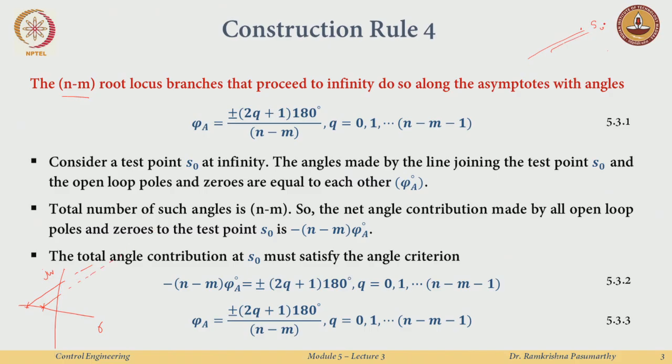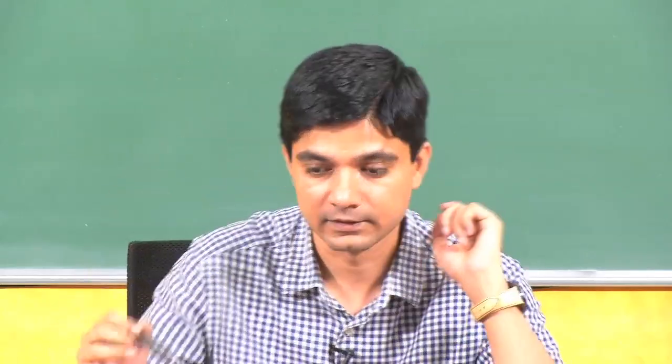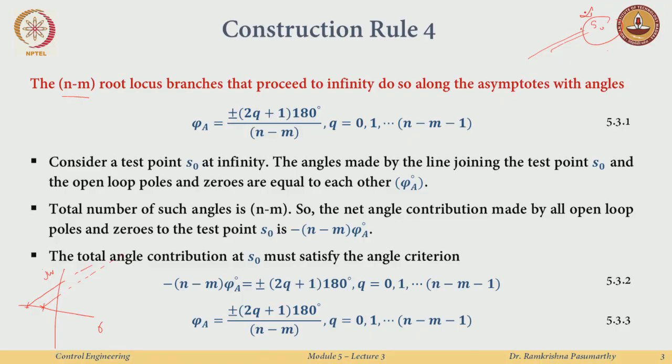So for this test point at infinity, what are these angles? The angles made by the lines joining the test point and the open loop poles or zeros are almost equal to each other, because if I look at 2 points from very far away, they seem very close to each other. This is like infinity. Let us say both of them make the same angle, phi a and phi a. How many angles are there? There would be n minus m angles, the difference between the number of poles and the number of zeros.